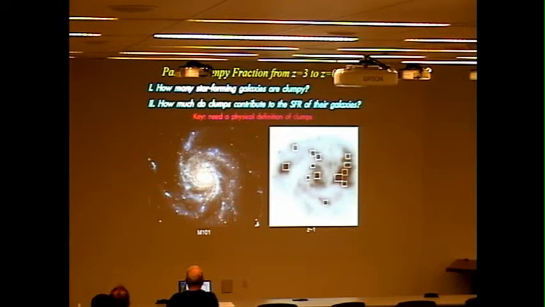This is M101, our backyard galaxy, and this is a galaxy at redshift 1. Do you think they are physically, intrinsically different, or is this one just a blurred version of M101 due to the low spatial resolution?